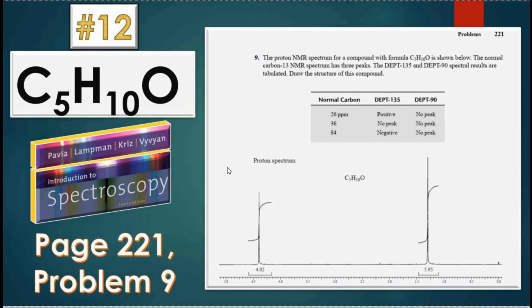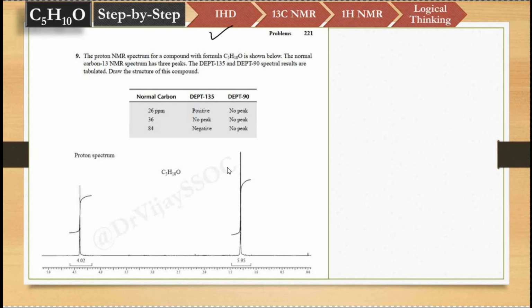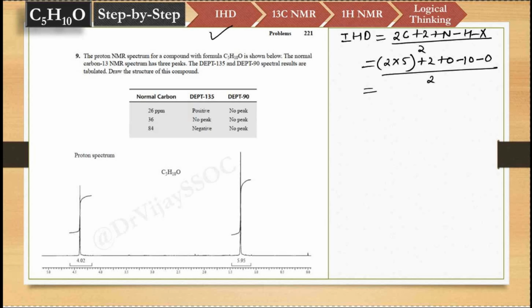While solving this problem, we are going to learn how to calculate the index of hydrogen deficiency, how to interpret the 1H NMR and 13C NMR, how to analyze advanced spectra like DEPT, and systematically determine the structure of the compound. So first we will calculate the index of hydrogen deficiency. The formula is 2C plus 2 plus nitrogen minus hydrogen minus halogen, divided by 2. So here, 2 multiplied by 5 carbons plus 2, 0 nitrogen, minus 10 hydrogen, 0 halogen, divided by 2, that is 12 minus 10 divided by 2. So it has 1 degree of unsaturation.